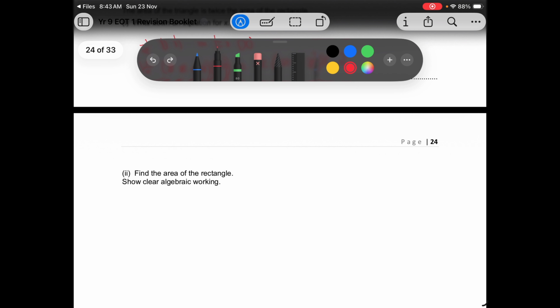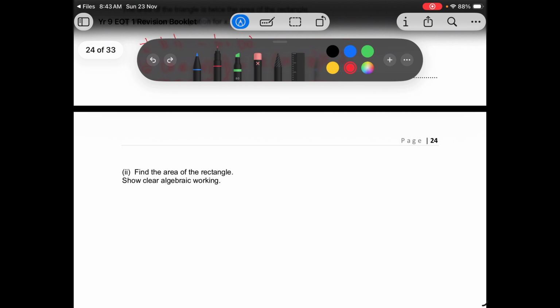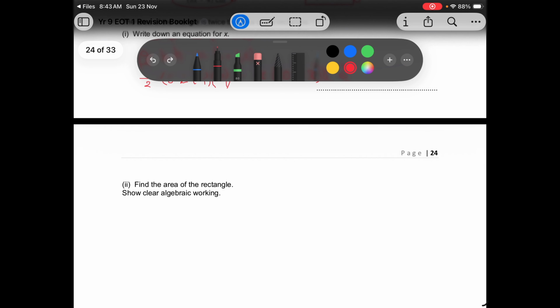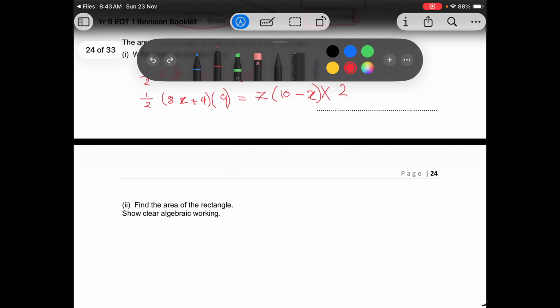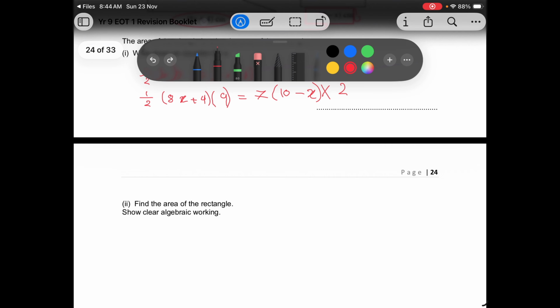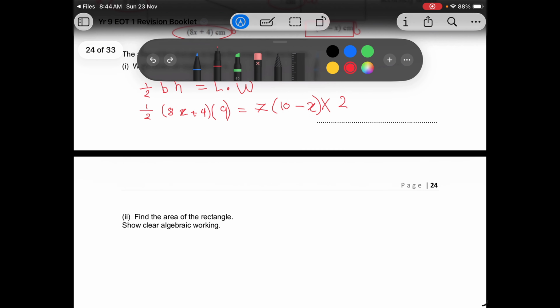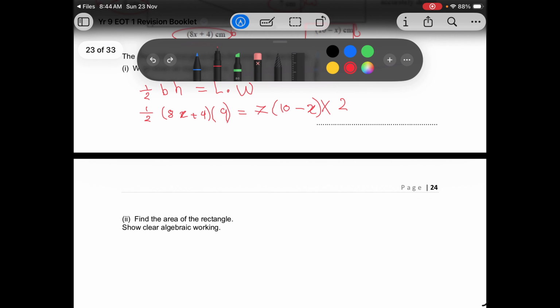They told me to find the area of the rectangle. Okay, so it all depends on the value of x. So what I have to do is solve this resulting equation, guys. So let me write it here again.